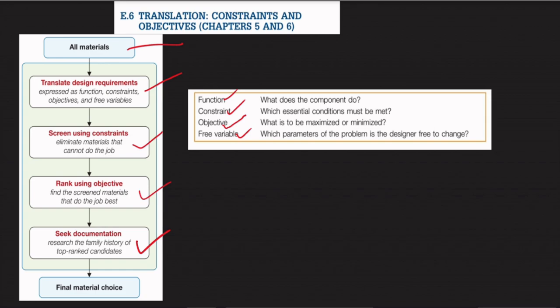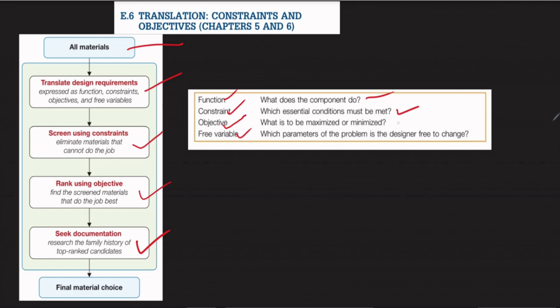So in this chapter, we'll be going over all the questions related to translation, where we decide the function of the material, which is what the component does. Next, we decide the constraints of the material: the essential conditions that must be met before you select that material, like when you say it must have a yield strength above, say, 20 gigapascal, or a tensile strength above 10 MPa. The constraint must be met.